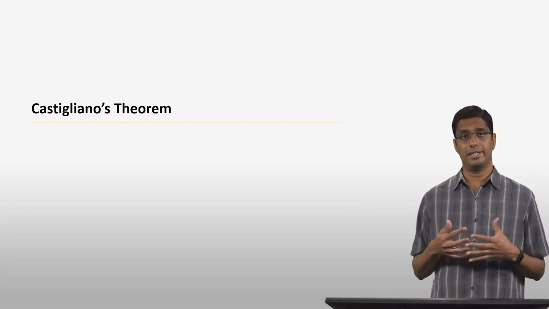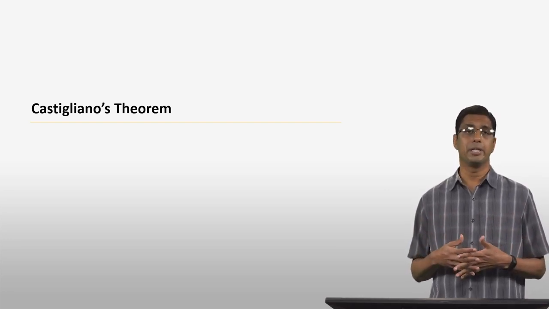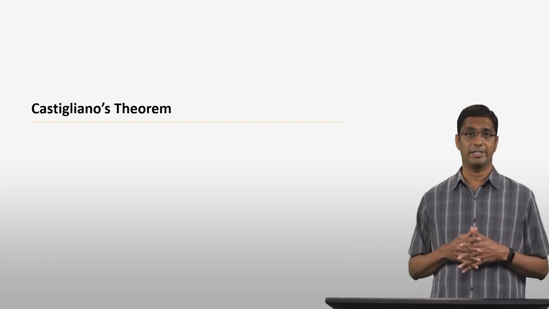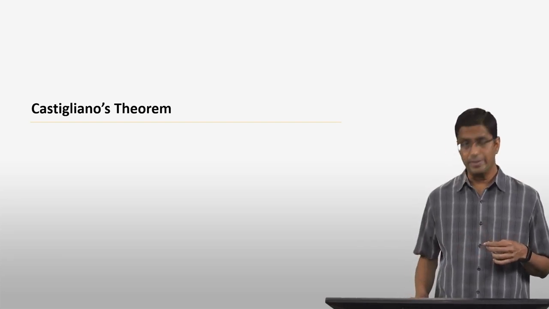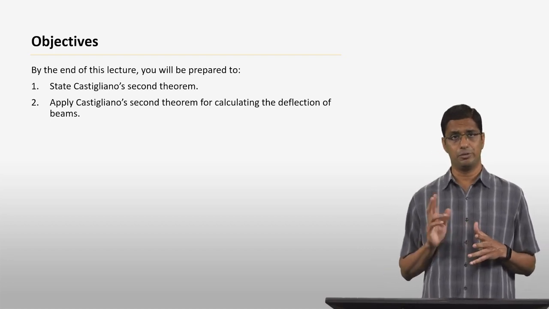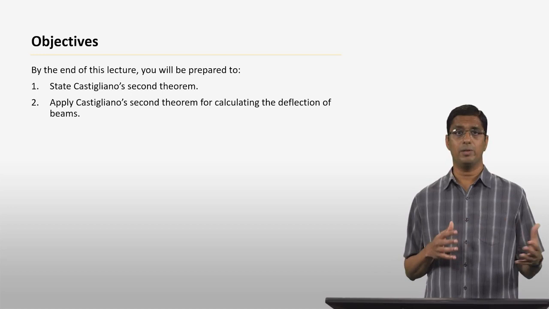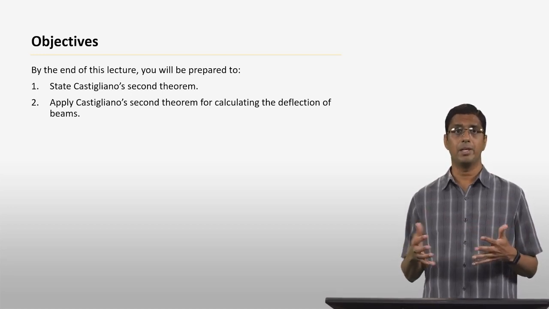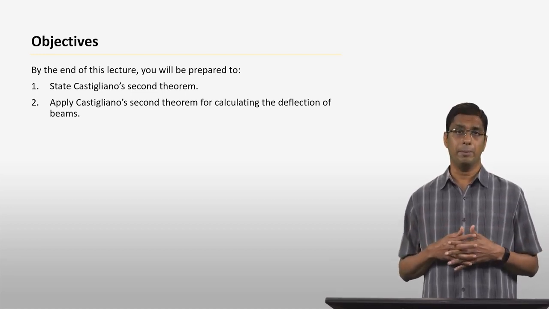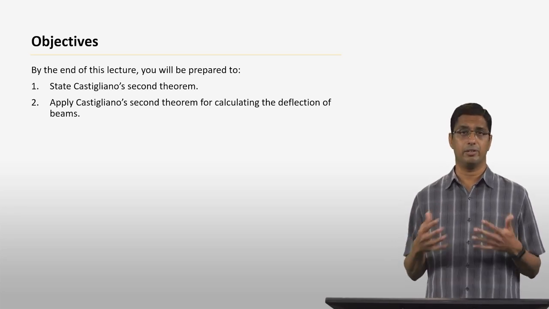So Castigliano's theorem is a more general method. It's a more powerful method that can be used in a much broader variety of circumstances. So that is what we are going to learn today. The objectives of the lecture are twofold. First, at the end of the lecture, you will be able to state what Castigliano's second theorem is, and then you will be able to apply Castigliano's second theorem for calculating the deflection of beams.